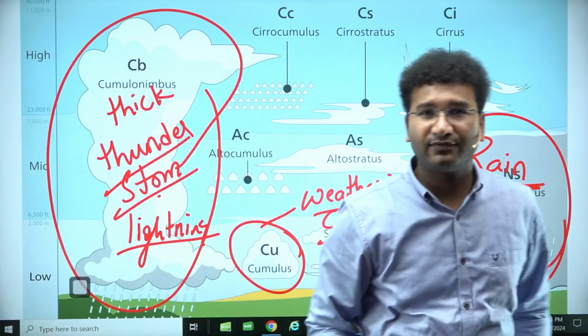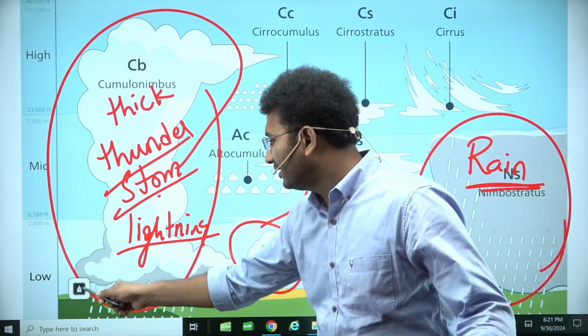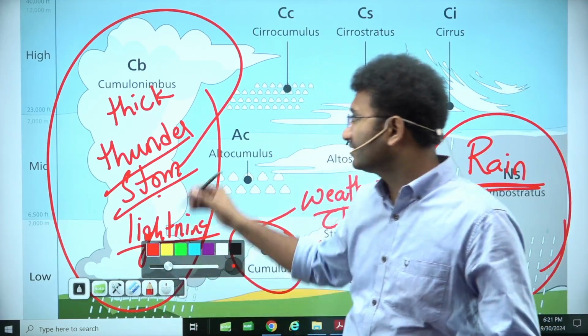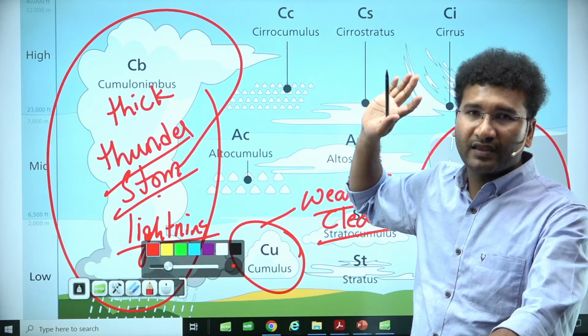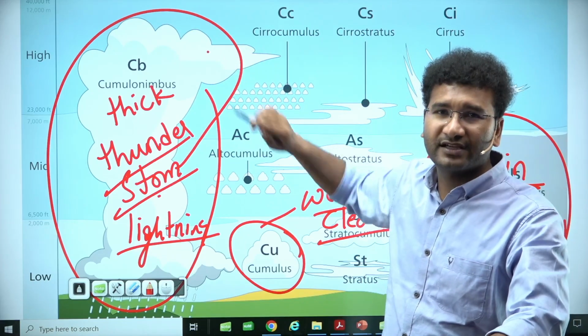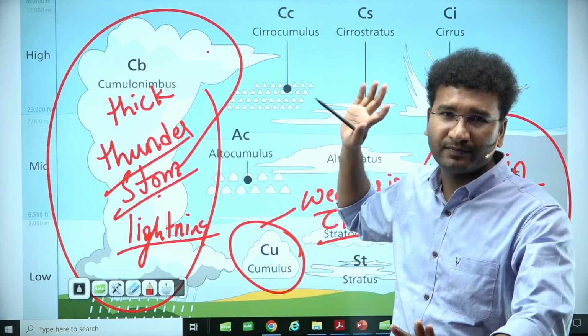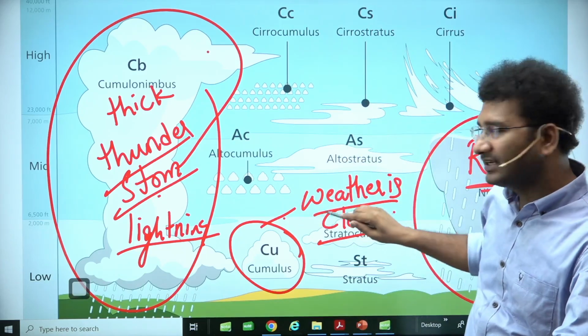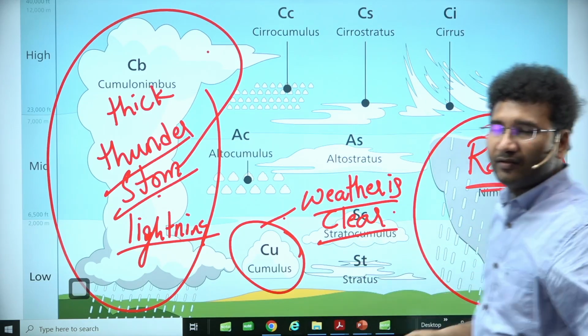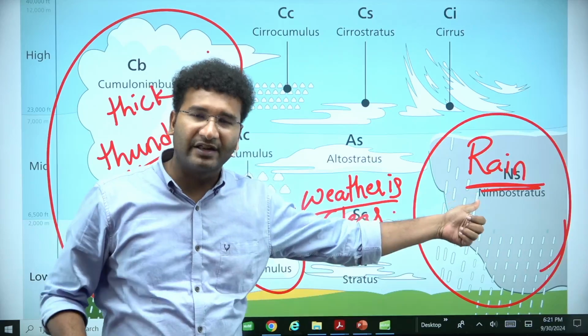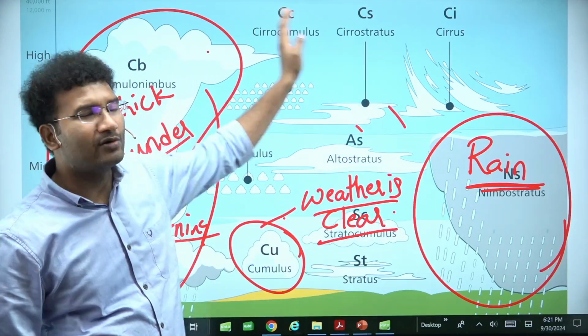Cumulonimbus cloud is found usually in the equatorial regions. In the equatorial regions, the cloud is very, very thick. Every day in the evening, you will find these kinds of clouds, and these are the ones which will give you lightning and thunderstorm. When you come to cumulus, the weather is clear. When you come to nimbus, nimbus can rain. The rest of the clouds are combinations.